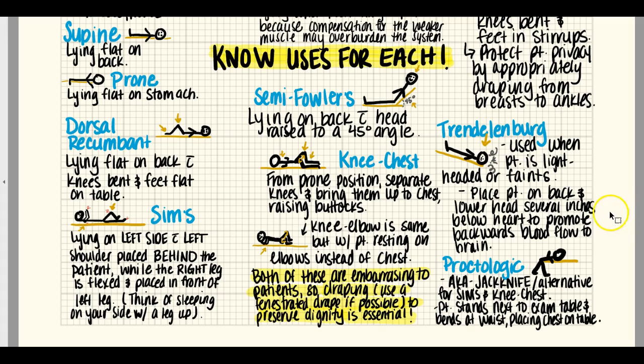And then the last one, the proctologic position, is also known as the jackknife. It is an alternative for Sims and the knee-chest position. And so basically in this position, the patient stands next to the exam table, bends at the waist, bends over the table, puts their chest on the table, and then the doctor is able to examine the patient's rectum that way.